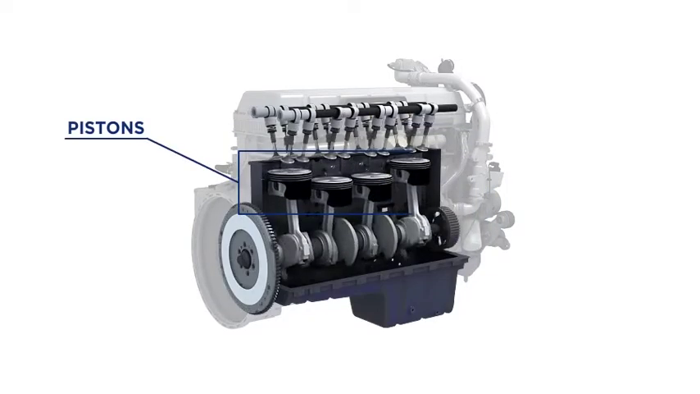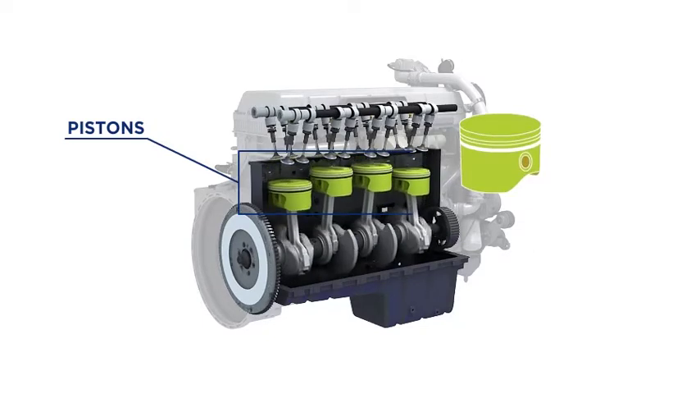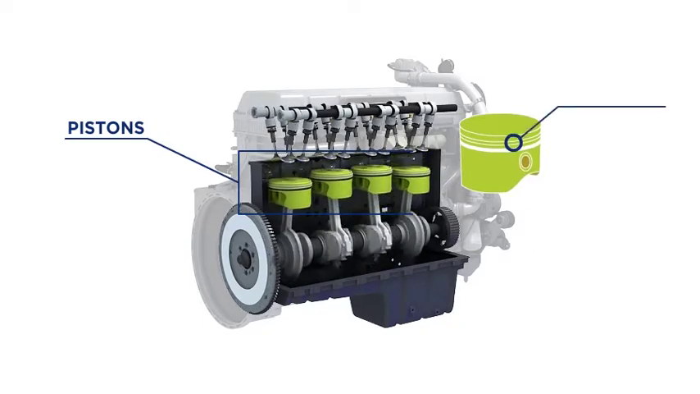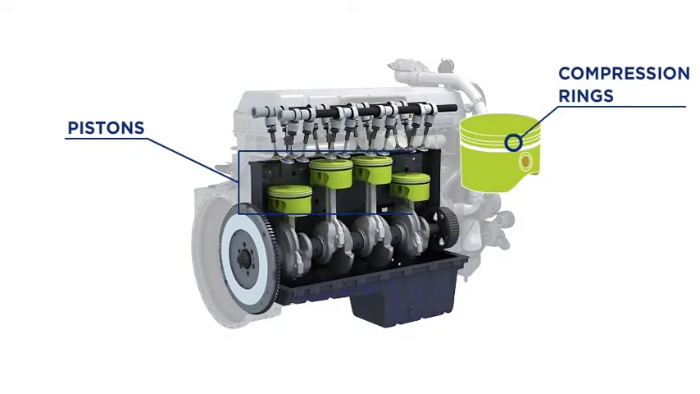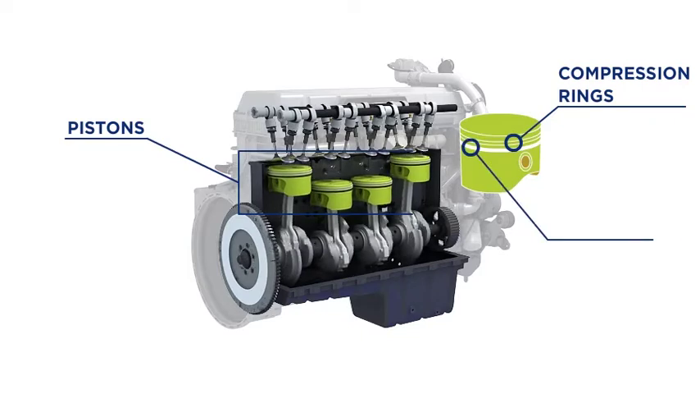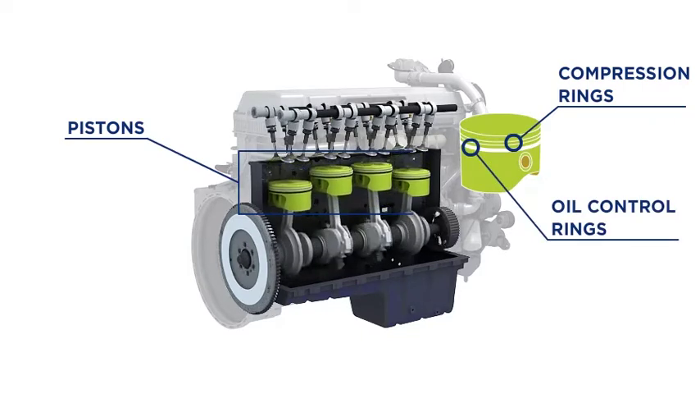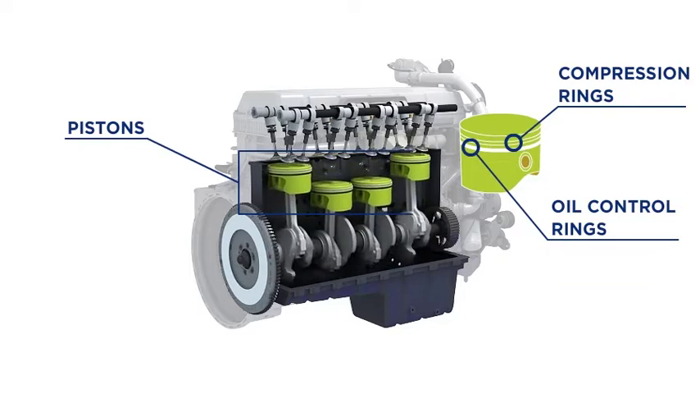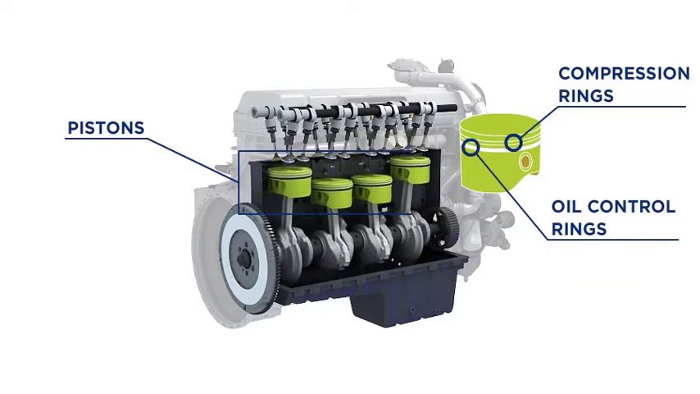The piston is the part of the engine that transfers the energy of the combusting fuel to the crankshaft to move the vehicle. Compression rings installed near the top of the piston provide a seal to keep pressure above the piston. The lowest of the rings, called oil control rings, prevent the oil from entering the combustion chamber, spread the oil around the cylinder wall, and scrape excess oil back into the oil pan.